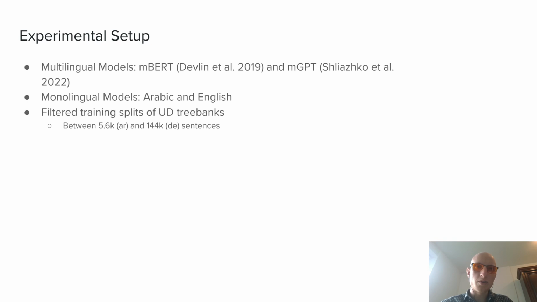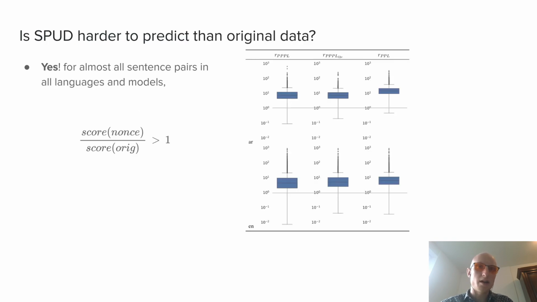The first question is whether SPUD is harder to predict than original data. We show here the score ratio distributions for Arabic at the top and English at the bottom. And we see that for almost all sentence pairs, the ratio is above 1, meaning that the nonce data is harder to predict.